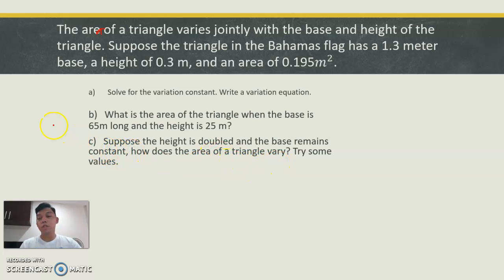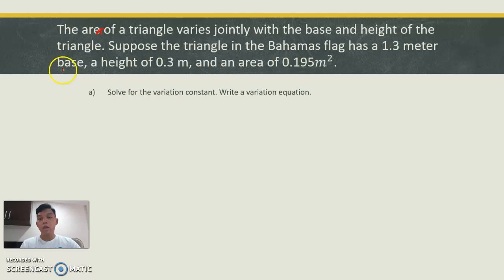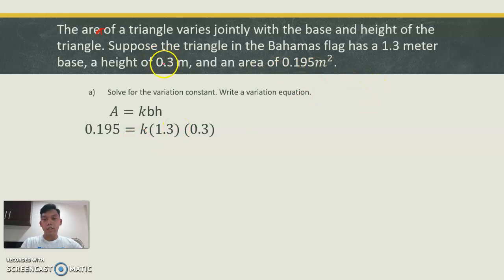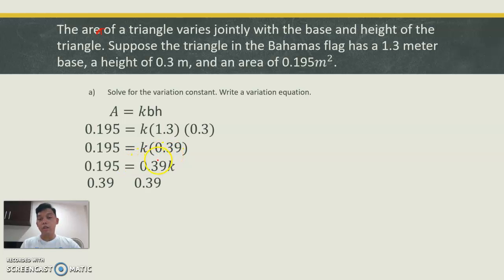Try some values. So we get to solve for A. We translate this by using representing values: A for area, B for base, H for height. So we just replace this first set of data: area 0.195, base 1.3, height 0.3. Then we multiply, this is on the right side, that is 0.39. Divide both sides by 0.39. Therefore, we get K is equal to 1/2.